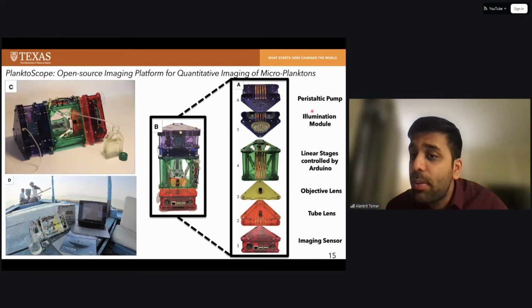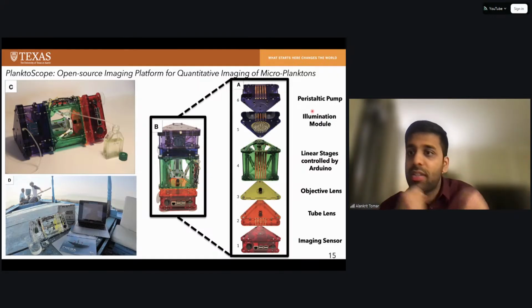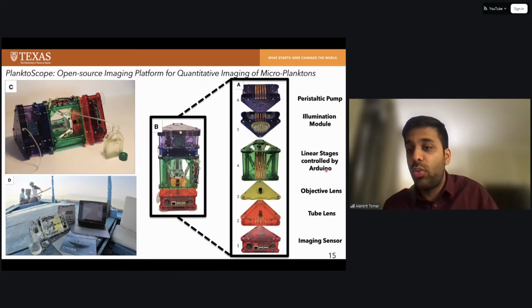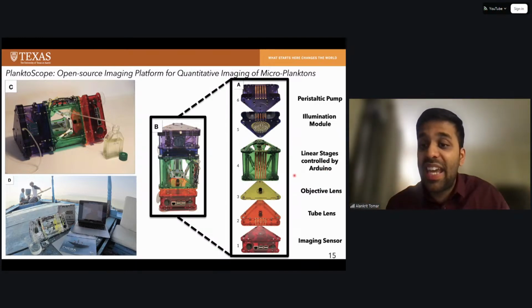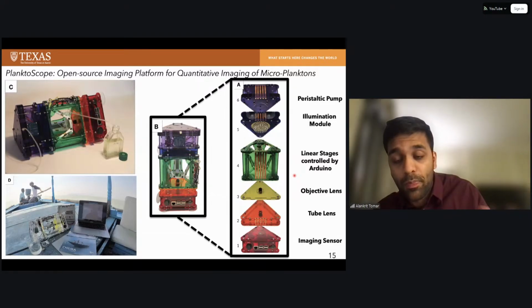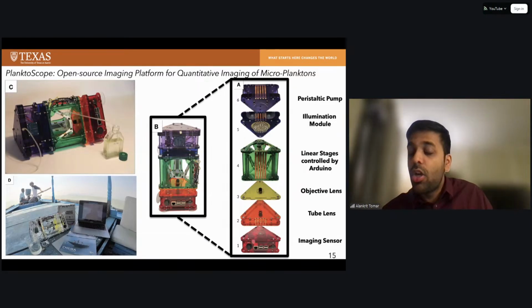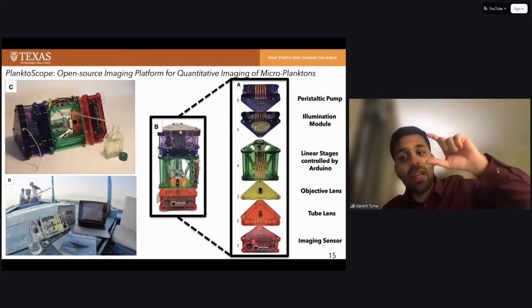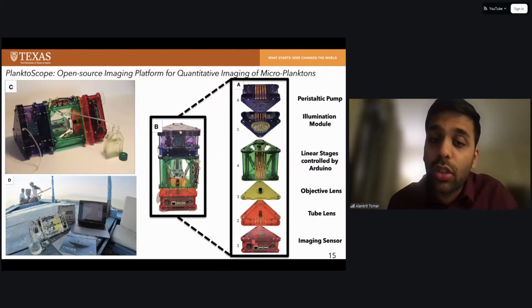So you have a pump, a peristaltic, very basic pump, which is very low cost. You have an illumination module. Again, modules are very cheap these days. You have linear stages, which are controlled by Arduino. And the details are in the paper, but they made this entire stage system in about $30 or so. You have a bunch of very small optics, and you have an imaging sensor. So when you put all of them together, you can place a water sample, water can flow through this device, and you can investigate the contents of the water.